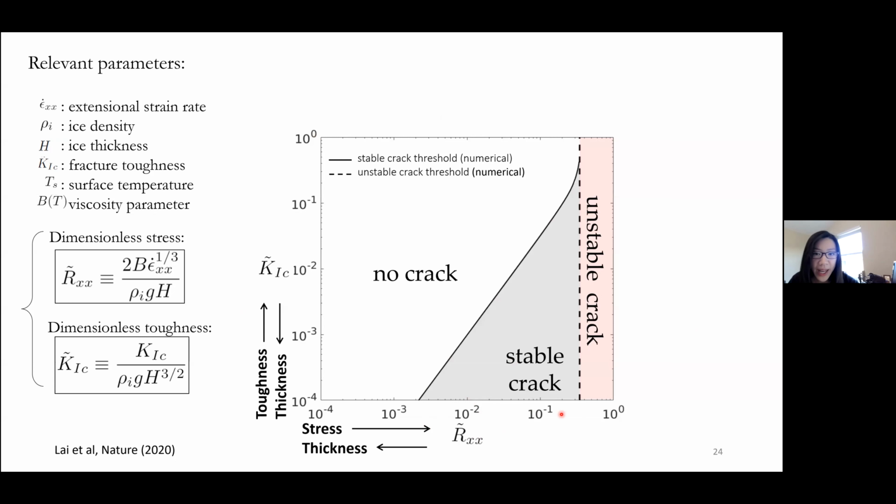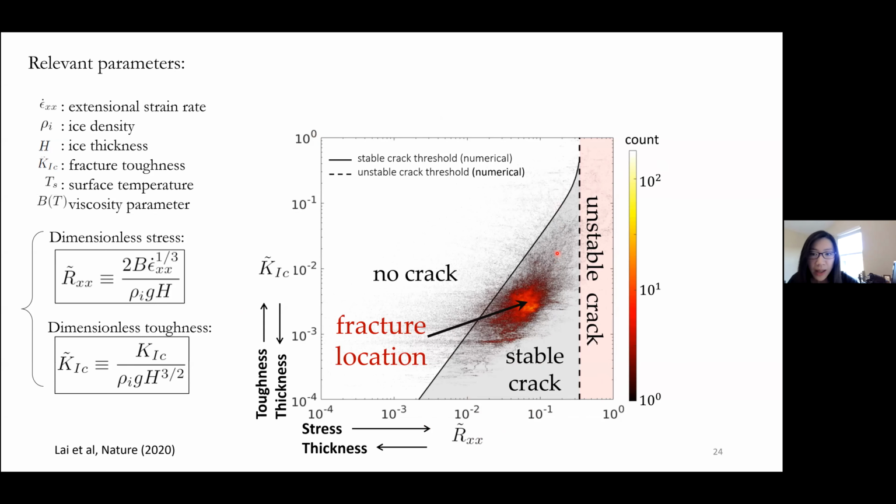Here, this gray triangle region is where we expect to see fractures. And now we plot the observational result. There are about 2 million points here. Each point represents the parameters calculated from the strain rate, the thickness, the toughness, and the fracture locations. We found that the majority of the points where the neural network detects fractures lie in this gray area and agree with the physical regions we predict without any fitting parameters.